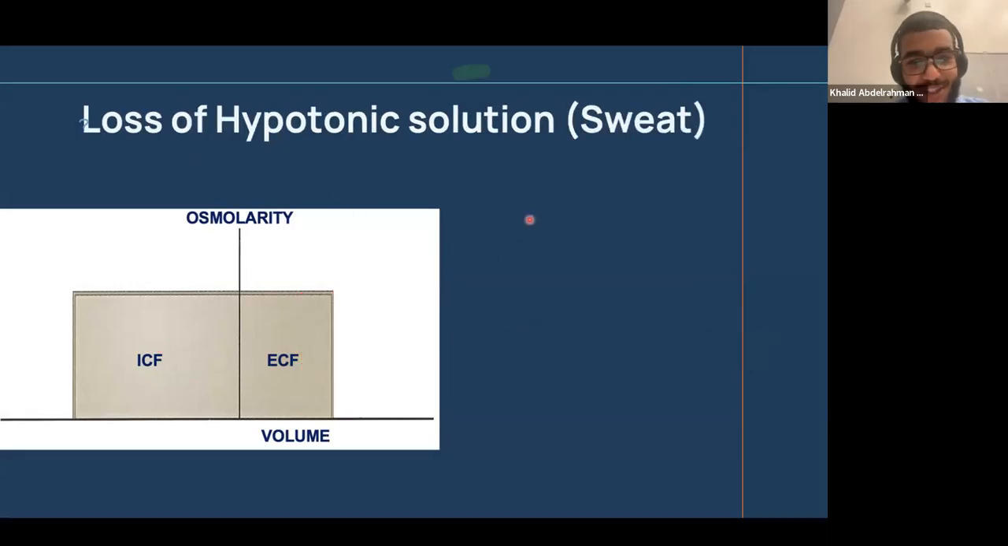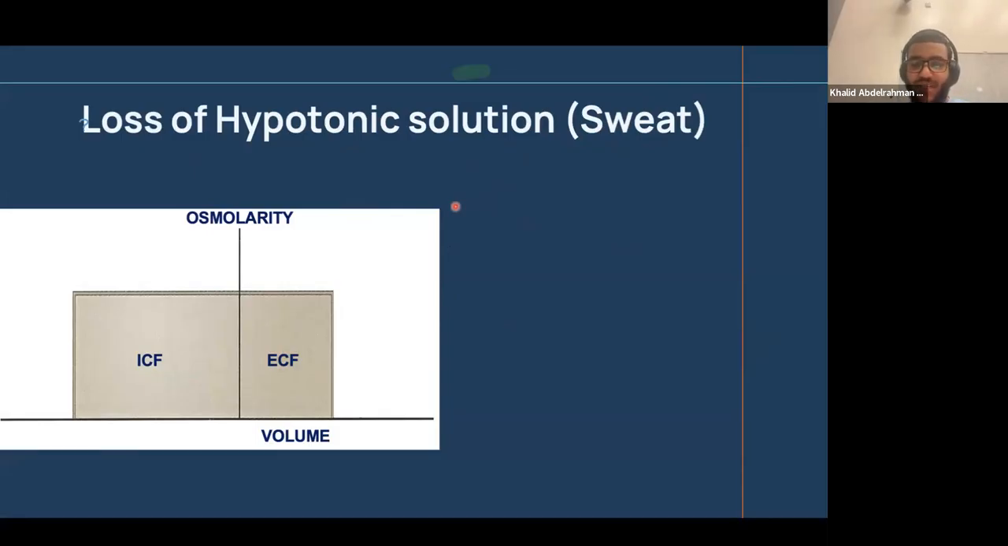So now let's get to the hard stuff. It's not hard, but maybe it gets a bit confusing. Loss of hypotonic solution. Now, when they say, for example, loss of sweat, they're mostly meaning it's a hypotonic solution. So losing sweat is an example of losing hypotonic solution. Okay, so now let's go step by step.